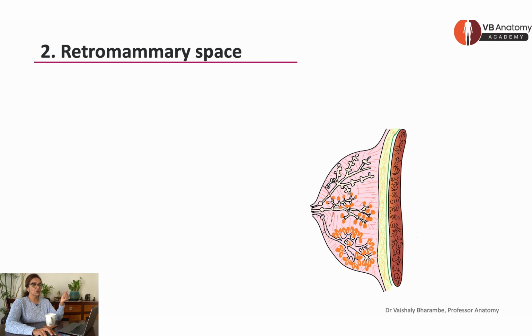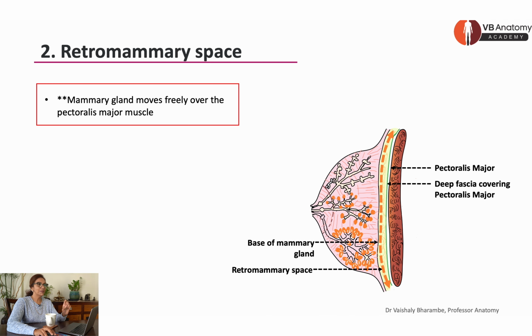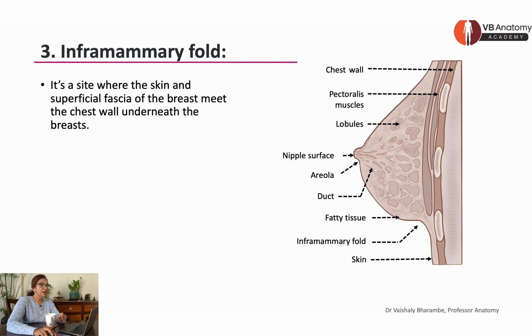Let's now come to the retromammary space, which, like I said, is a space between pectoralis major and covering deep fascia and the base of mammary gland. Between these two is this retromammary space. This makes the mammary gland mobile on the chest. That's the second space I wanted to focus on.